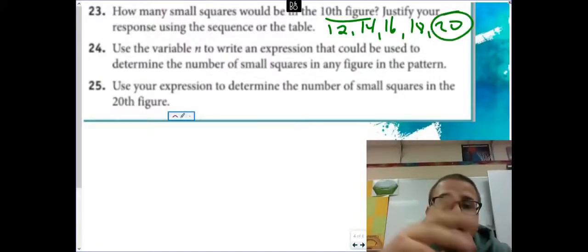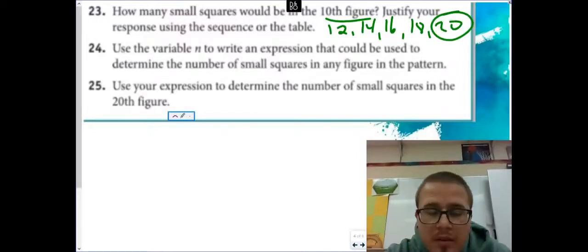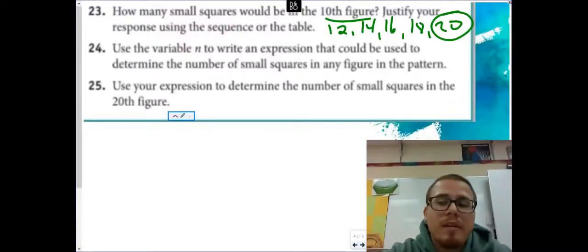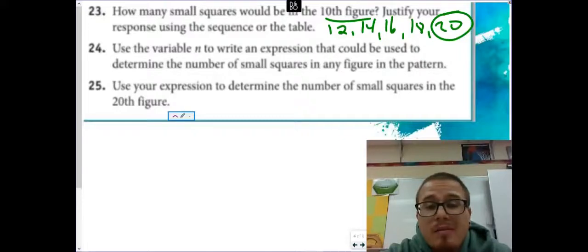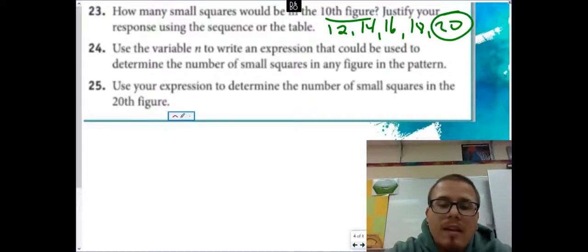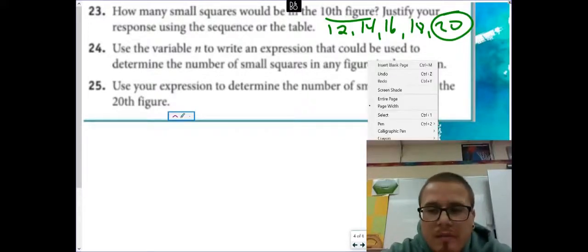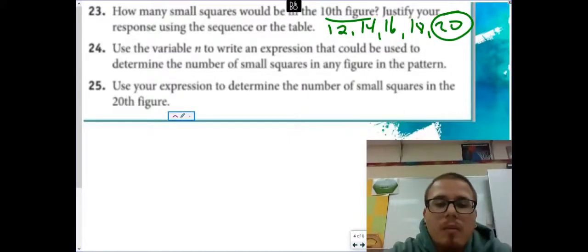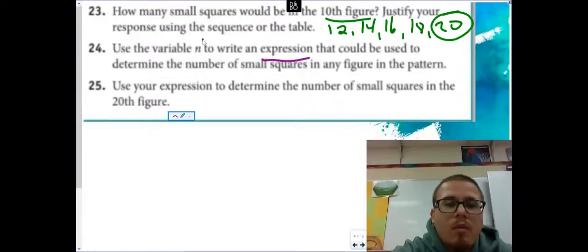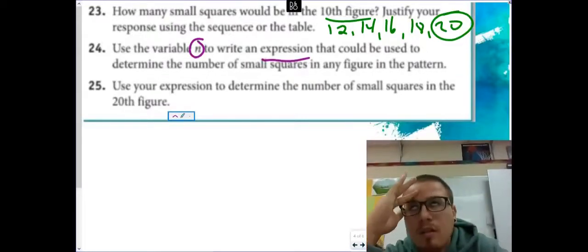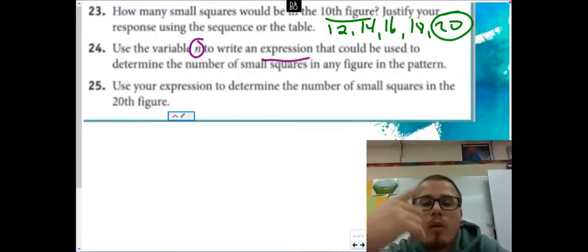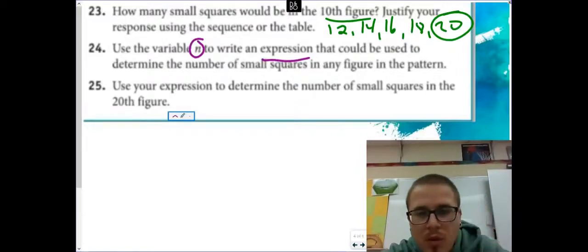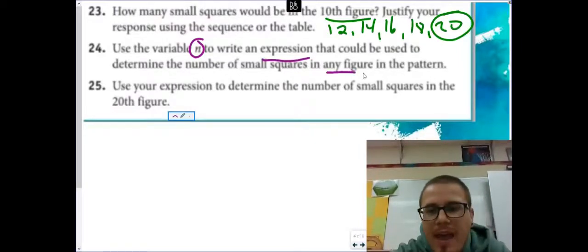So I know right now, just by using the sequence or the table, the 10th figure would have 20. It took a little bit of time for that. I don't really want to do that more than I have to. So let's say I'm tasked with finding the 20th figure. I don't want to have to keep doing this. So I'm going to find a way to write an expression where my variable n is just a placeholder. It could be 1, it could be 10, 20, 50, the number of any figure in the pattern.